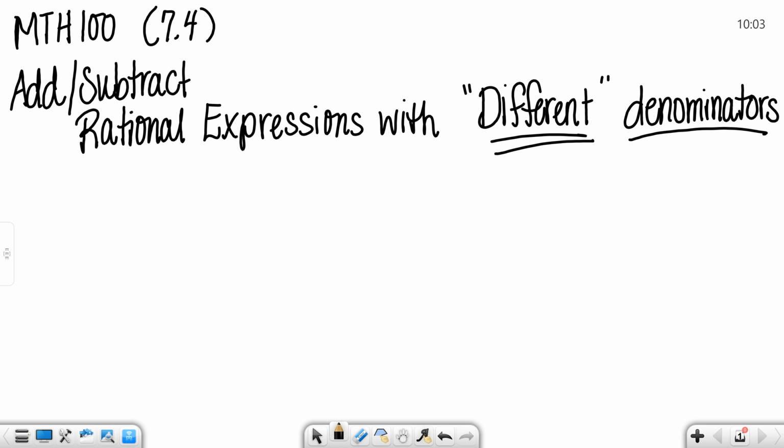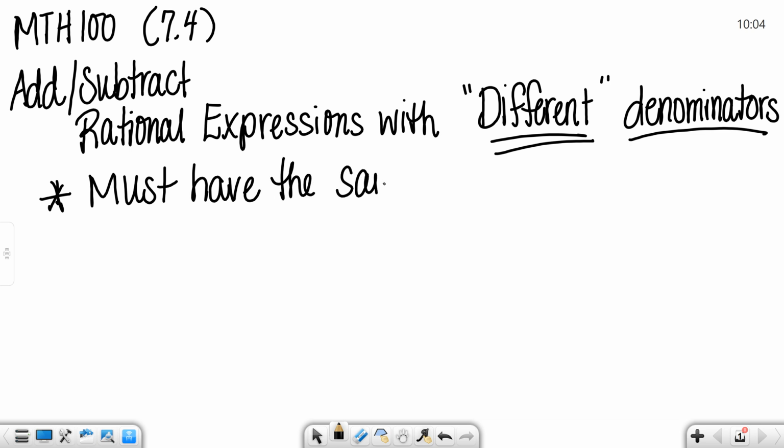All right, in lesson 3, we were adding and subtracting, but our denominators were the same denominator. So here's the first thing you're going to have to be able to do. You must have the same denominator in order to add these. They must have the same denominator.